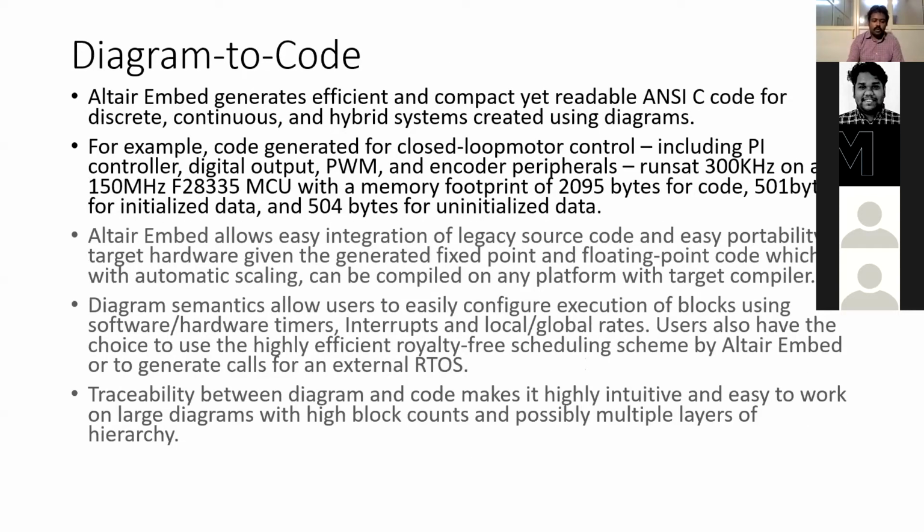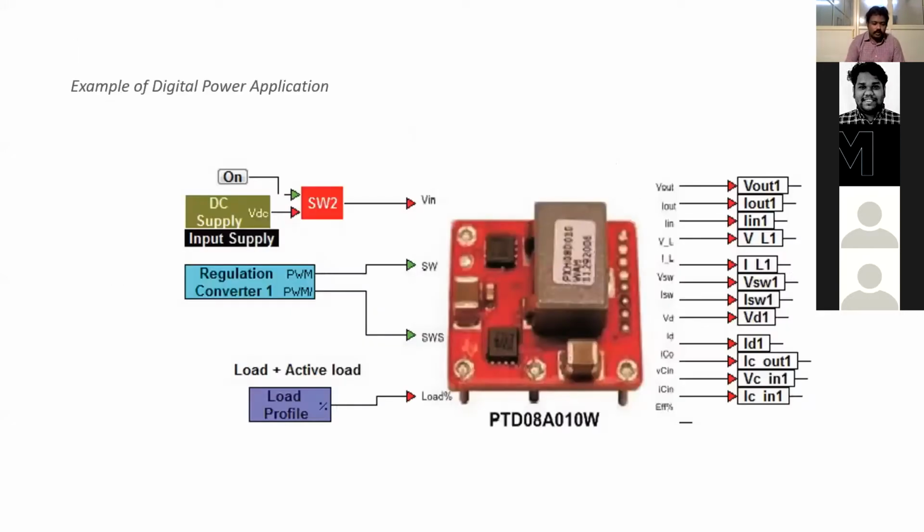The advantage is you can choose whatever type of microcontroller you are using. For example, closed loop motor control, including the microcontroller, digital output, PWM, and encoder peripherals. So any number of operations can be inputted from this software; it doesn't have only limited inputs. You can have a number of inputs and get encoding outputs. The frequency and memory footprint of the code can also be downloaded, and it also allows floating point code, which is essential for automatic scaling.